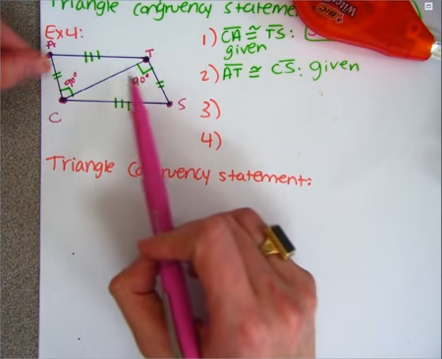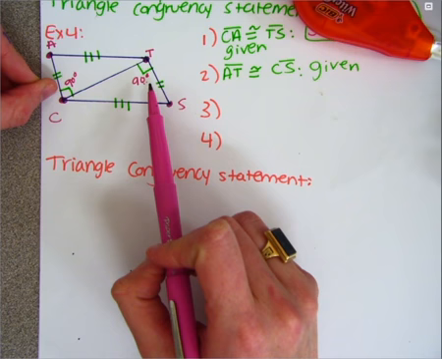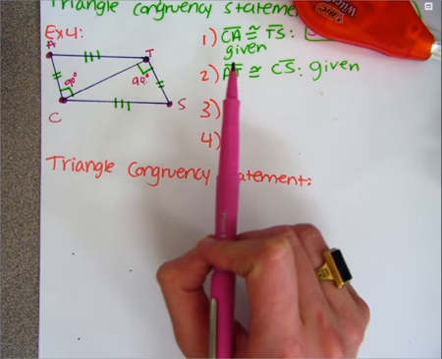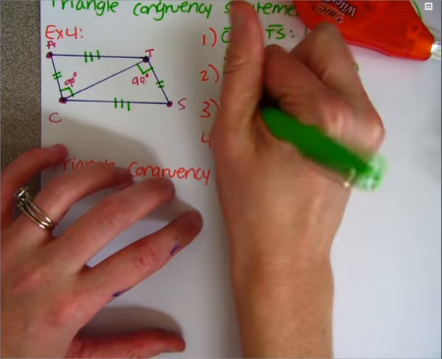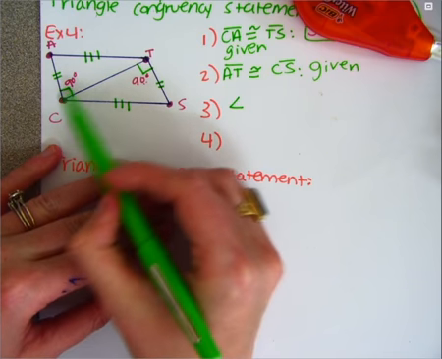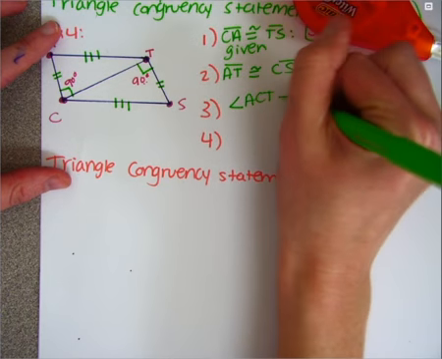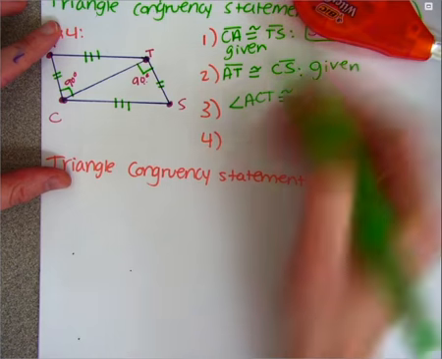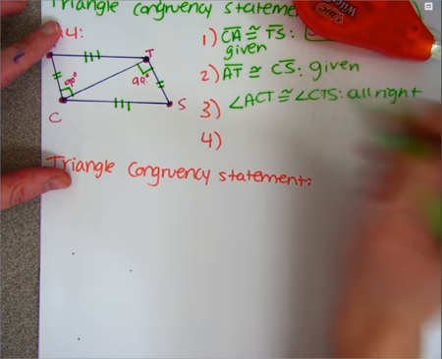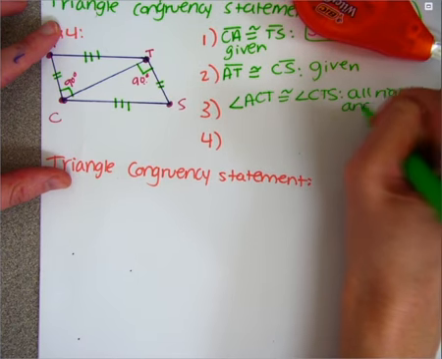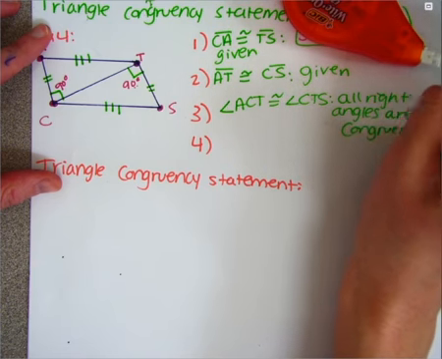So just be careful. If you see right angles, that is not a congruent mark. That is a right angle. But because both of these are right angles, that means they are congruent. It's kind of like an undercover congruent symbol, but not quite. So I'm going to say angle, and I have to name 3 letters because there's more than one angle at angle C. Angle ACT is congruent to angle CTS because all right angles are congruent.